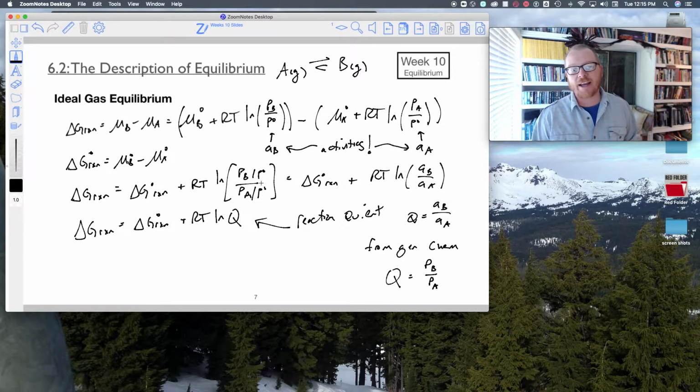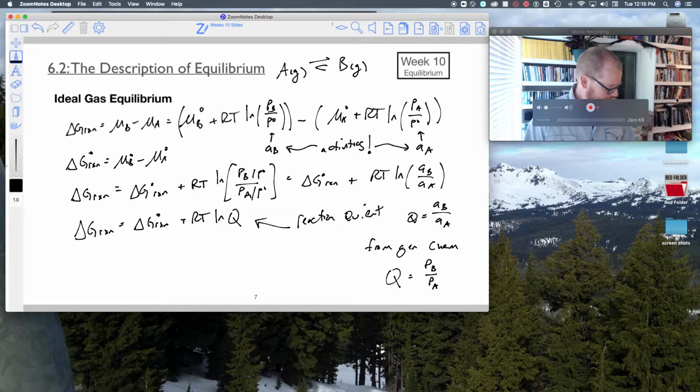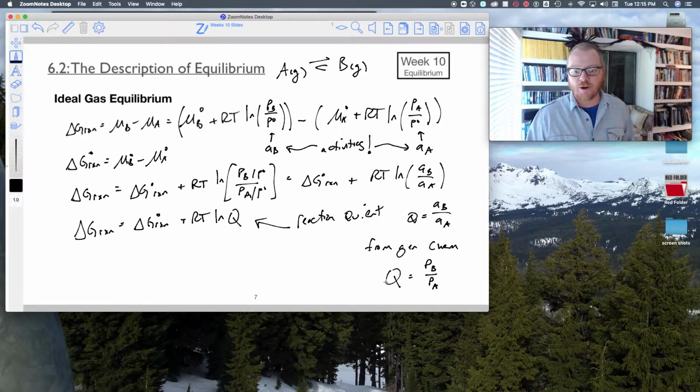And if now you inspect this ratio, P naught, that value right there, is just standard pressure. That's just 1 bar. So as you can see, if I ratio the partial pressures or if I ratio the activities, it's the same thing. And now the big rub here, this is for initial conditions.